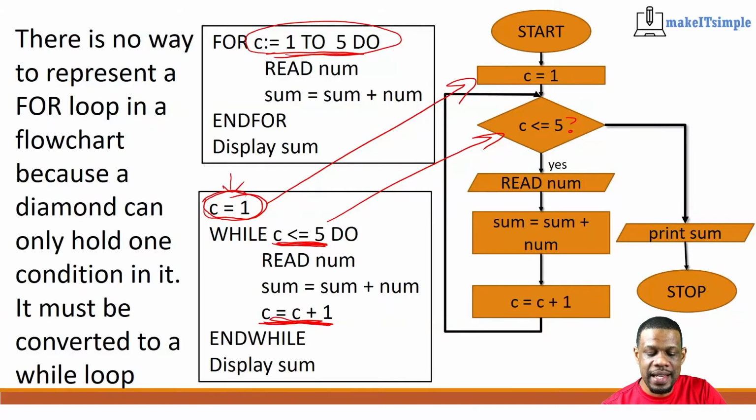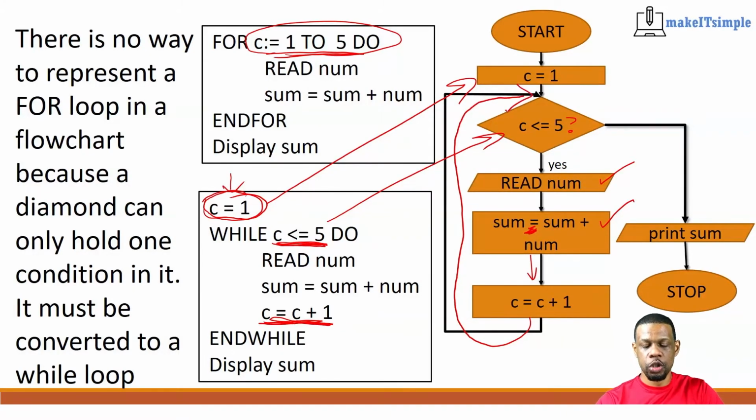If the answer is yes, that means the number is less than or equal to 5. Then I want to read a new number. So I read the new number there. And I say sum is equal to sum plus num. Why do I put that in a rectangle? Because there's an equal sign. I'm doing some calculation, so that's a rectangle. And then I have to carry up C by 1. The reason I'm carrying up C by 1 is because it's supposed to be a counter. If you don't understand why there's a counter, check video number 4 or 5. I can't remember which one it is.